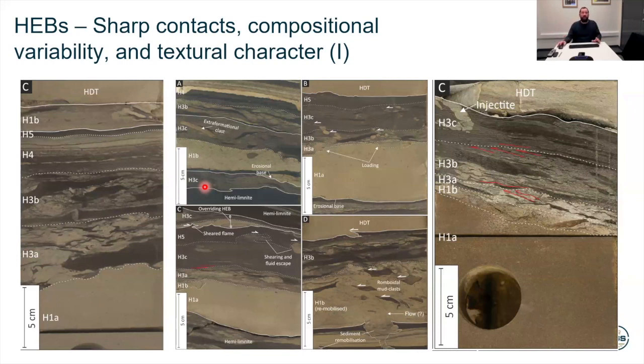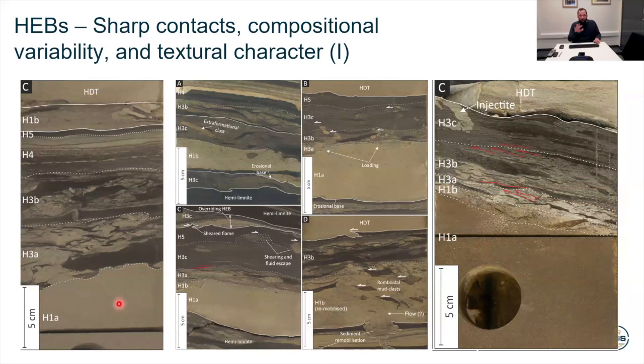Just to go over their overall texture and internal composition, what do they look like? We've done a bit more examination of the variability of those HEBs, and in particular the H3 unit, the debritic unit at the top above the H2 or H1 unit.